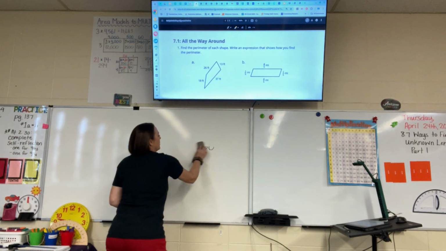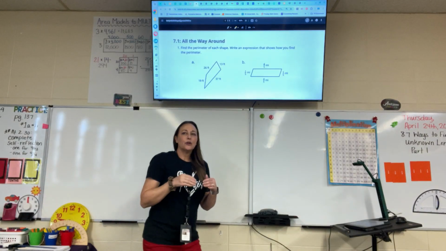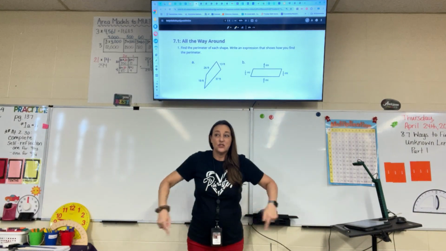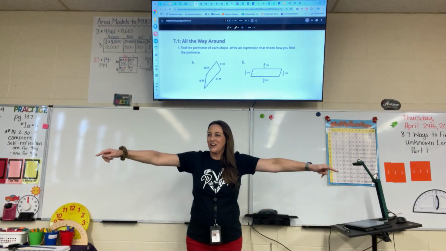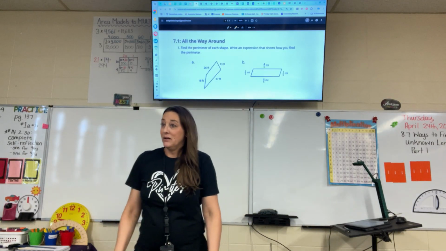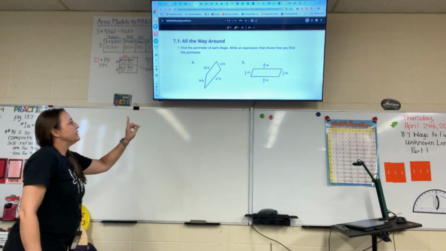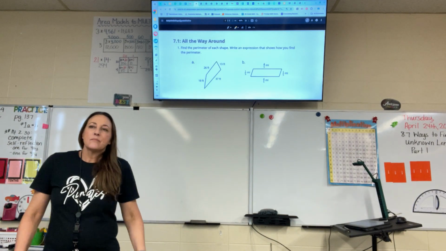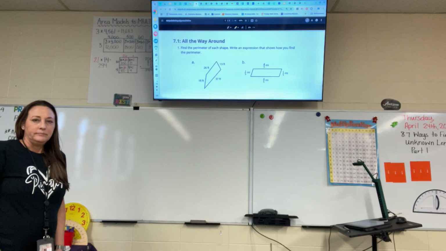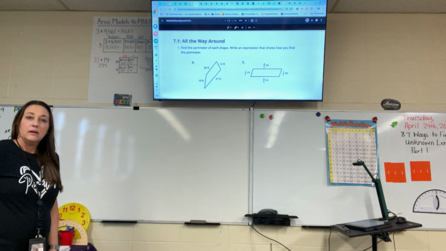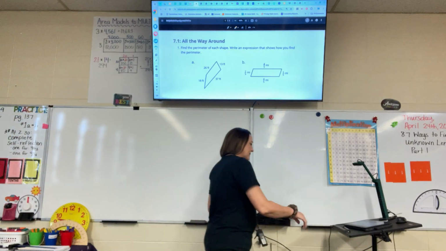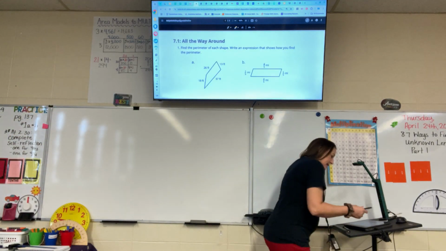So remember, perimeter is the outside of a figure, okay? Kind of like the track on the playground. That's the perimeter, right? And so how would you find the perimeter of this figure? Zerelda? You add side plus side plus side plus side. Yes, very nice. You have to add all the sides together.